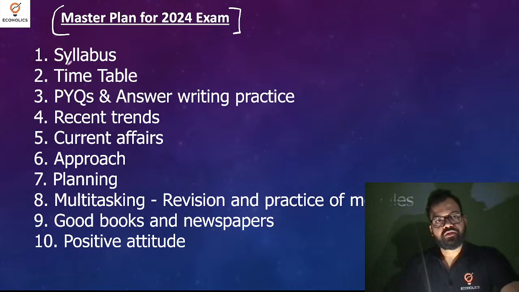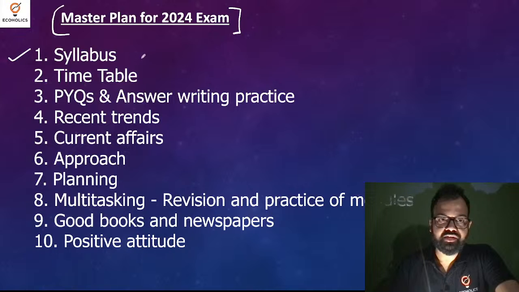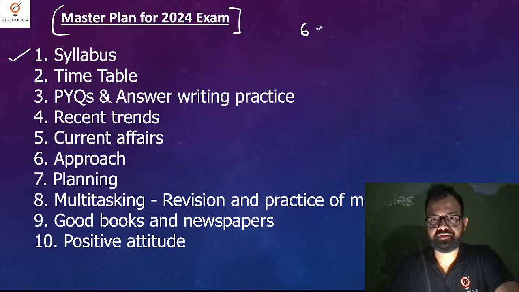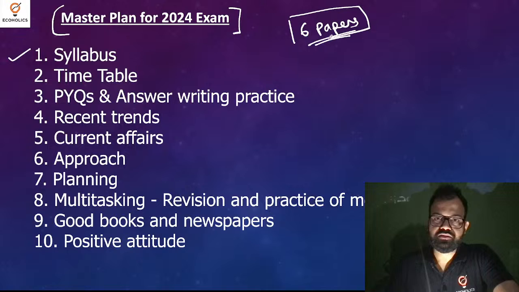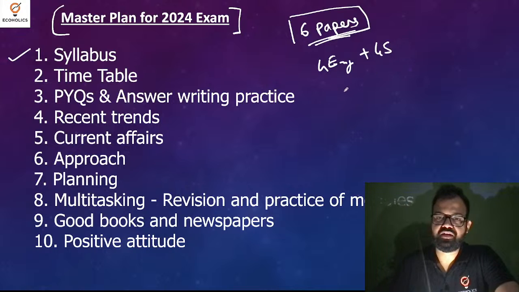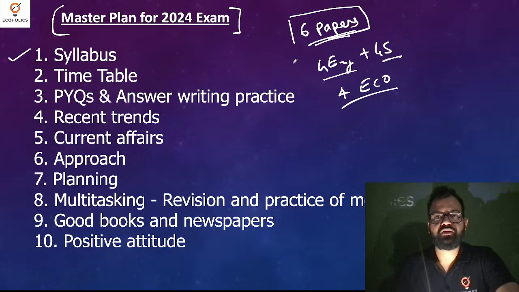Okay, so the first one is about the syllabus. We'll be discussing the syllabus, and in the syllabus what you need to do is read the syllabus for all the 6 papers. All the 6 papers are very, very important. Why? Because it's all about general English plus general studies and the 4 subjects of economics. If you are not well versed with the syllabus, you will not be able to make the plan for the 2024 examination.